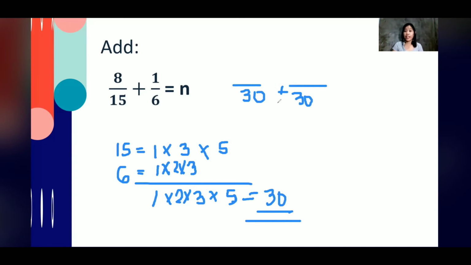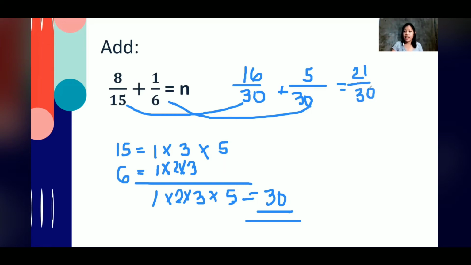And then now we will get the numerators. We will divide 30 by the denominator, which is 15. So we'll have 2 times 8, 16. 30 divided by 6 is 5, times 1, 5. All right. 16 plus 5 is, very good, 21. And then we will just copy the denominator since they are similar fractions now. So are we done? Not yet, because 21/30 can still be simplified.